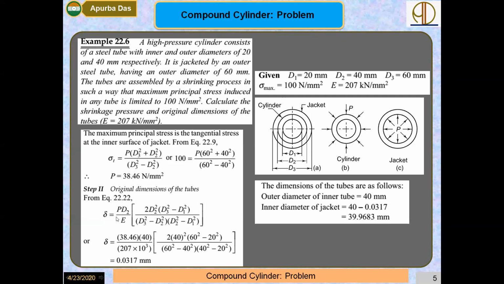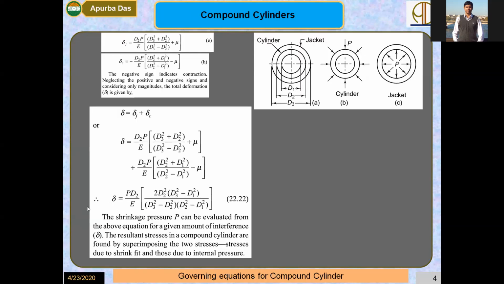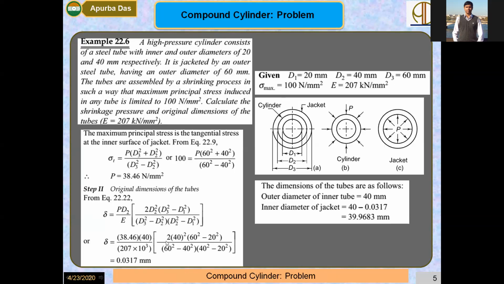So for this original dimension, we can put the deflection or the total deformation is equal to, based on this formula, total deformation, this is the formula. So total deformation is this one. So if you put the total deformation, we will get this. So this problem is very simple, but you need to choose carefully which one you are considering.